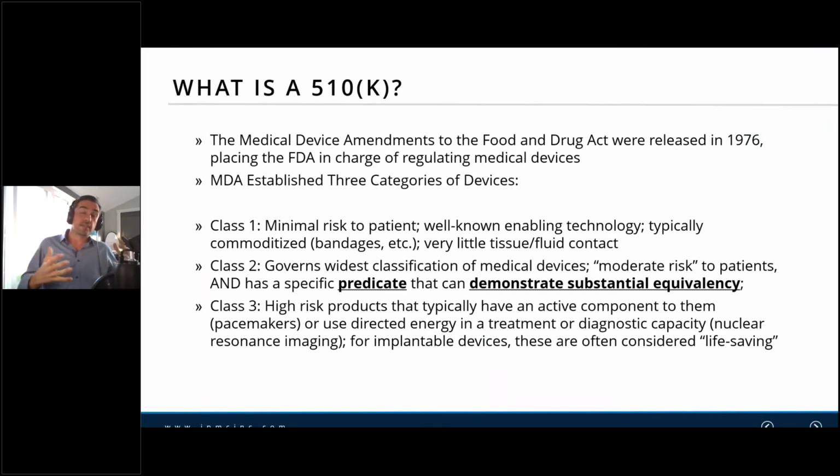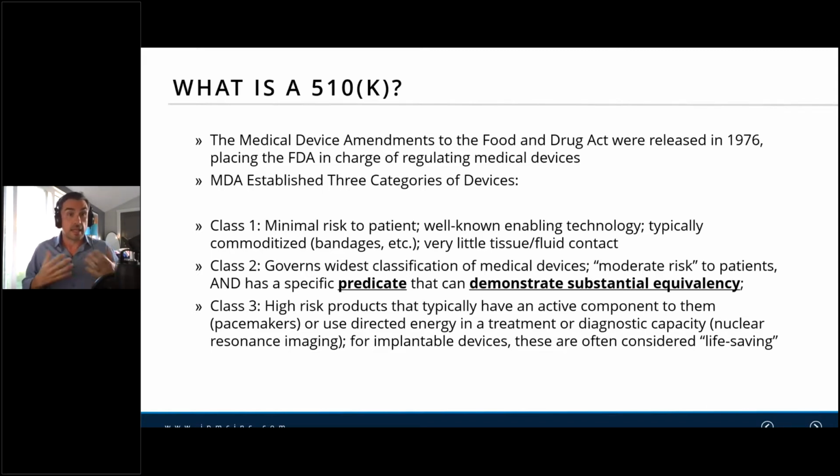Okay, so what is a 510K? And again, I don't want to insult anybody. I'm sure you all know what a 510K is, but just in case some of you have friends on the line that are new, the medical device amendments to the Food and Drug Act were released in 1976, and in that MDA, they established 3 categories of devices.